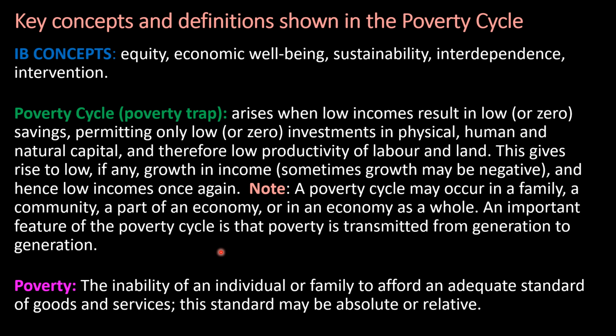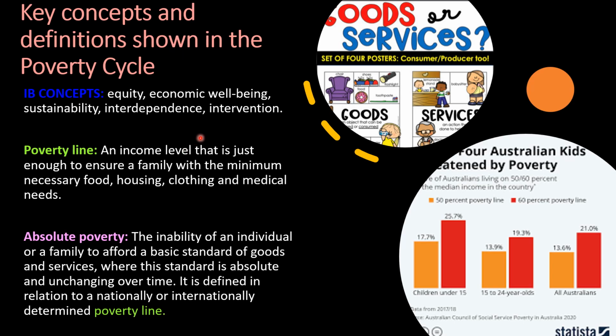Poverty is the inability of an individual or family to afford an adequate standard of goods and services, and this standard may be absolute or relative. So I'll go on and explain that. The poverty line is an important concept to know. It's an income level that is just enough to ensure a family with the minimum necessary food, housing, clothing, and medical needs.